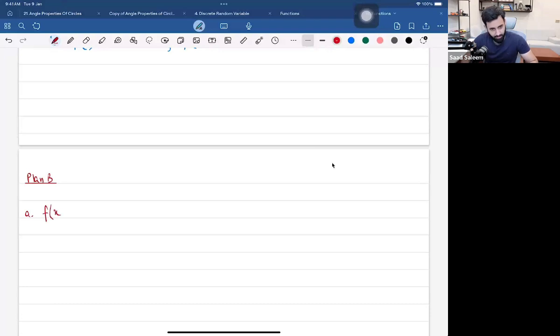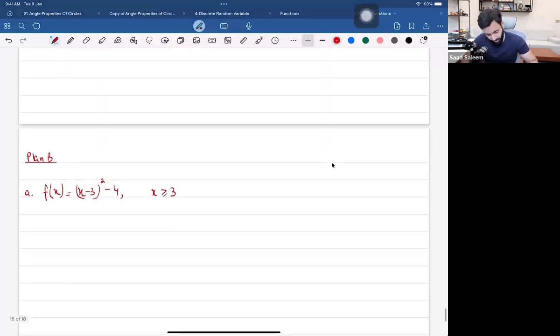So here's f of x, which is x minus 3, the whole thing squared, minus 4, and x is greater than or equal to 3. Now give me any value which is greater than 3. Any value. 7. Okay, so let's take 7.